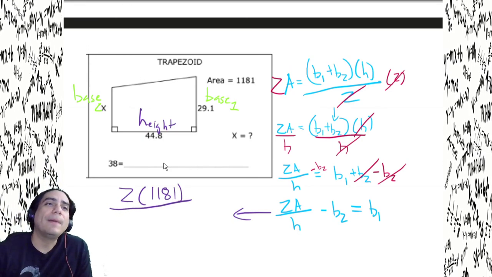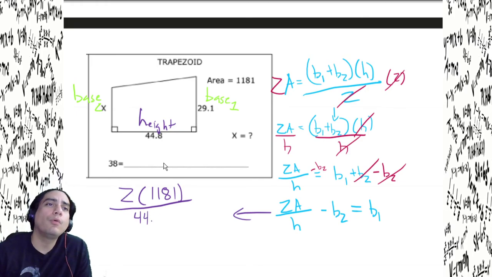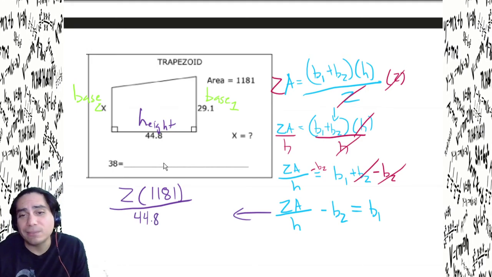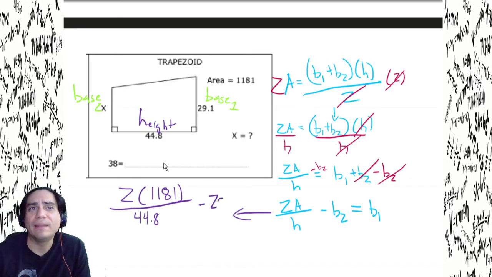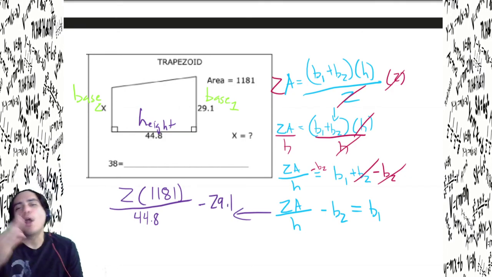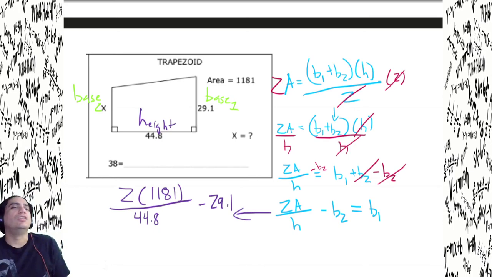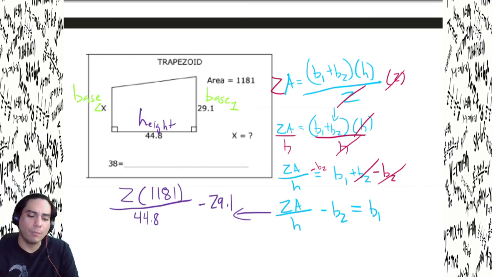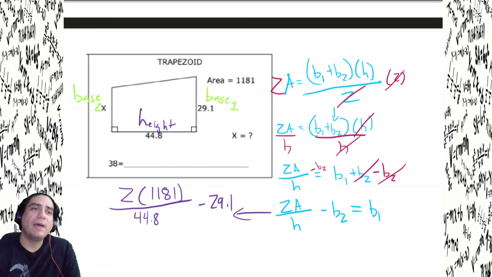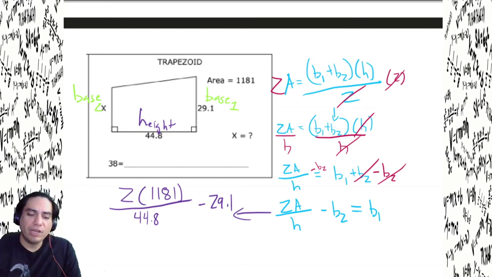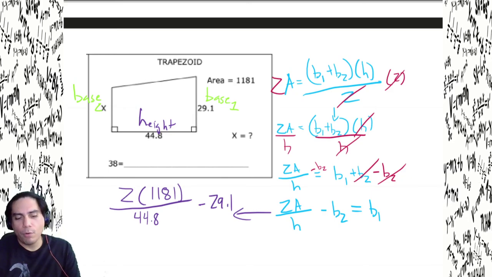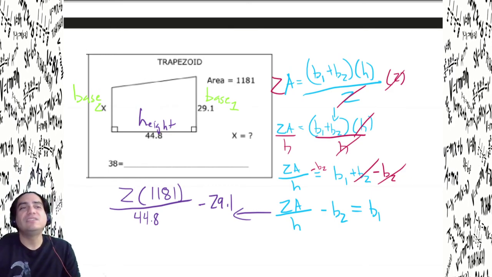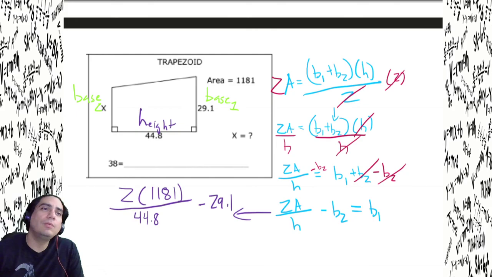We're going to divide that by the height, which is 44.8. And then at the end of this problem, since we have already done all this work, we're going to have to subtract that base to get our missing base. So let's set it up. 1,181 multiplied by 2, divided by 44.8. We find that quotient, and then we get 29.1 and subtract it.